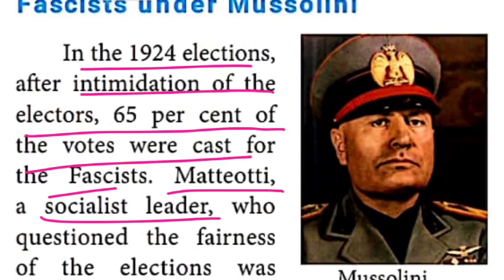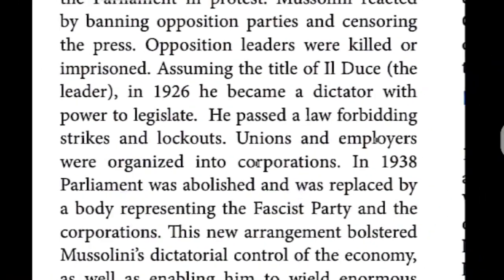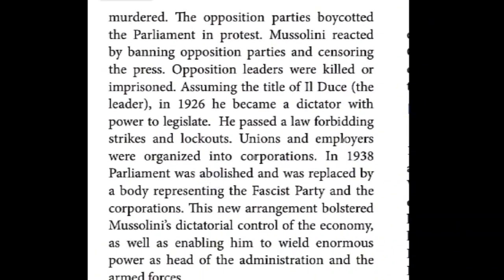After the completion of the election, this person raised the question about the fairness of the election. How did it happen that the other parties got very few votes? How did you achieve it? He asked this question, so he was murdered. Matteotti, the socialist leader, was murdered. So the opposition parties boycotted the parliament in protest.